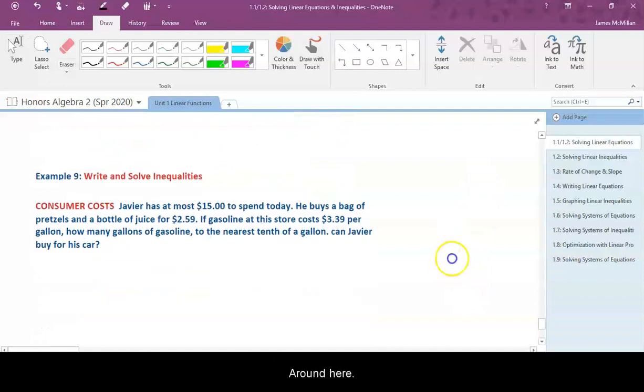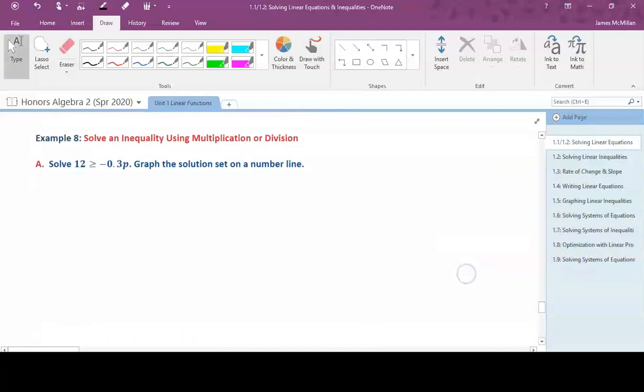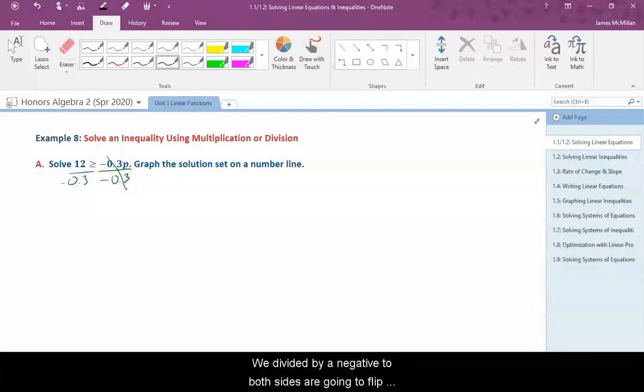We're on to example 8 here. Solve an inequality using multiplication or division. And so this is, again, where we're talking about being able to do this. We're dividing by a negative 0.3 in this case, because multiplication is canceled by division. We divided by a negative to both sides, so I'm going to flip this inequality. The p will stay on the right.